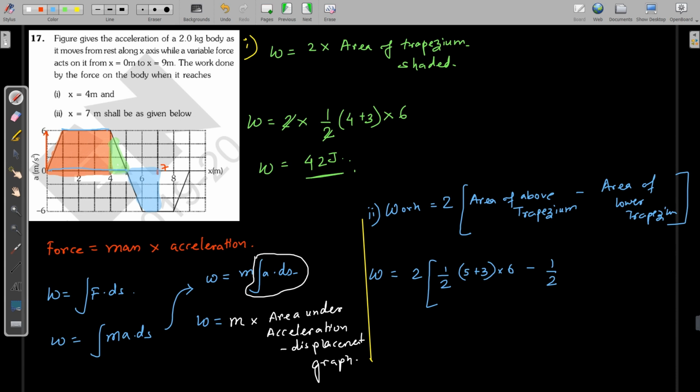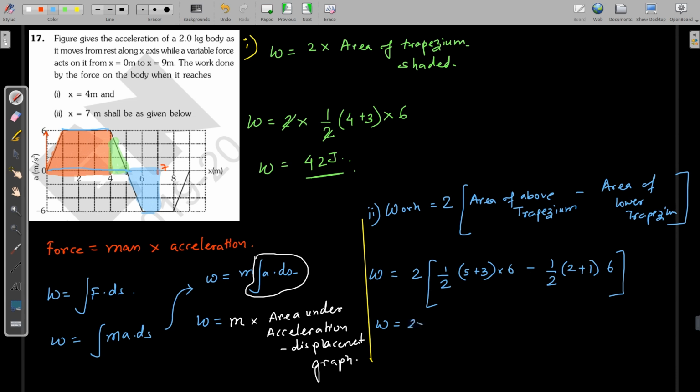the lower one. What is the sum of parallel sides? This is 5, 6, 7. That is 2 plus this one is 1. What is the distance between them? 6. Okay. So if I take half common from both of these, we'll get what?